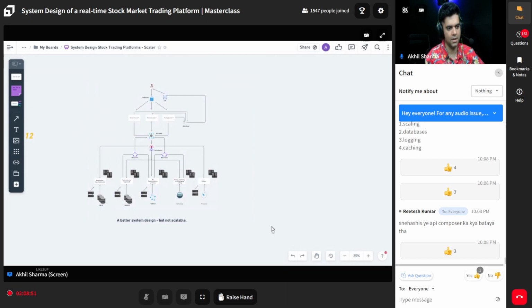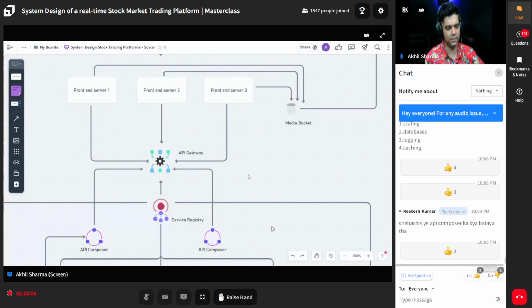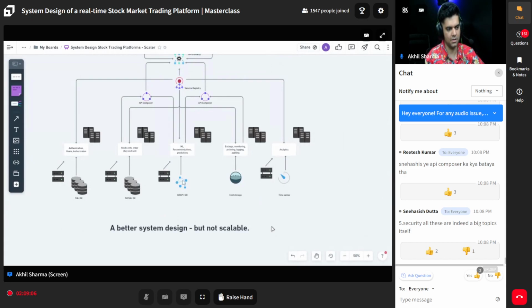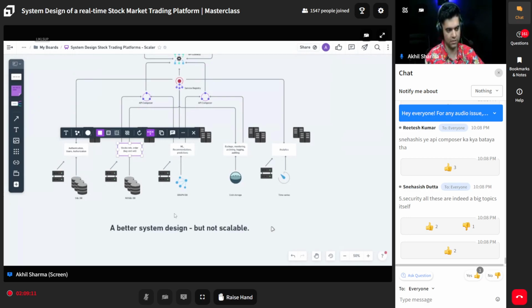So the main differences in this system design are that now that you have 3 years of experience, you know about API gateways, service registries, API composers, media buckets, multiple front-end servers, load balancers, CDNs, machine learning prediction engines, graph databases, cold storage databases, time series databases, and server-side caches. You have different types of databases like SQL and NoSQL. Now this is a much better and much richer system design, with a lot happening here.